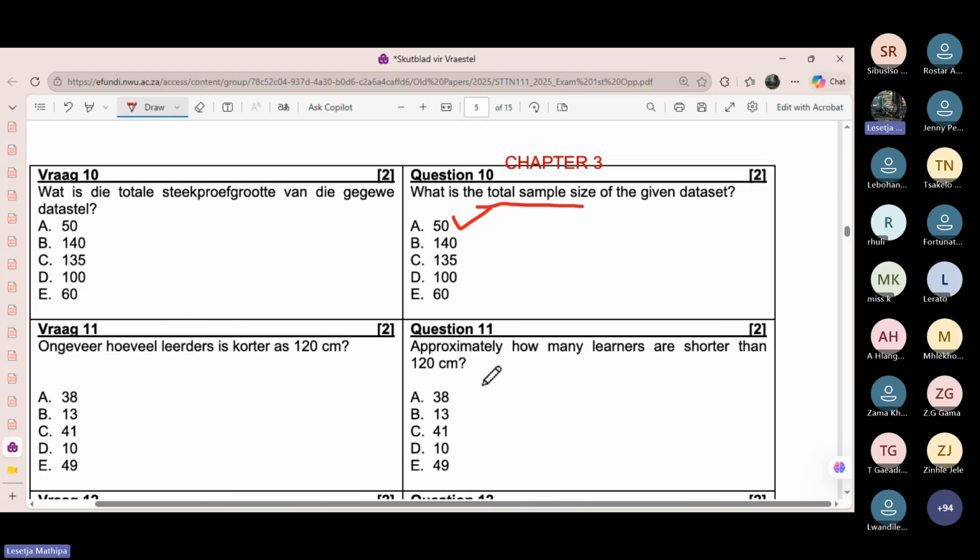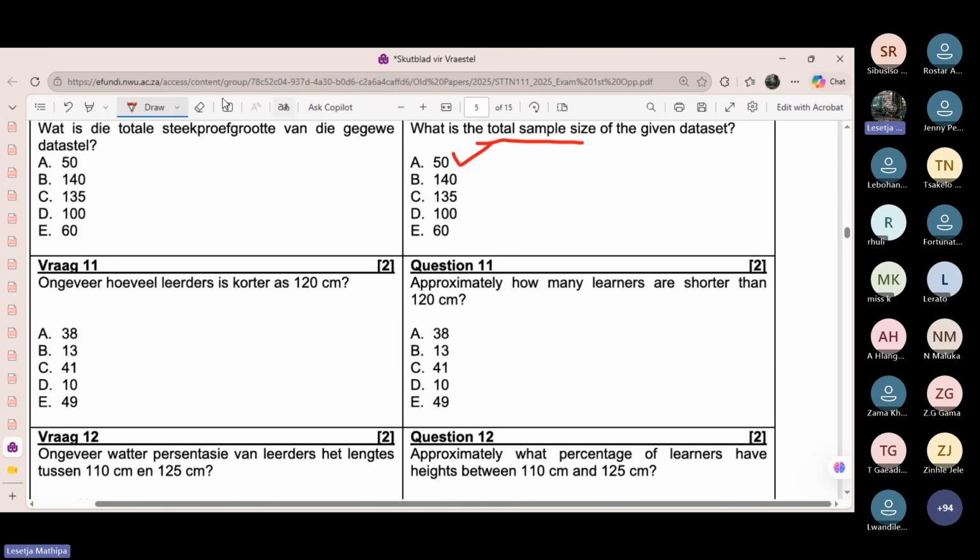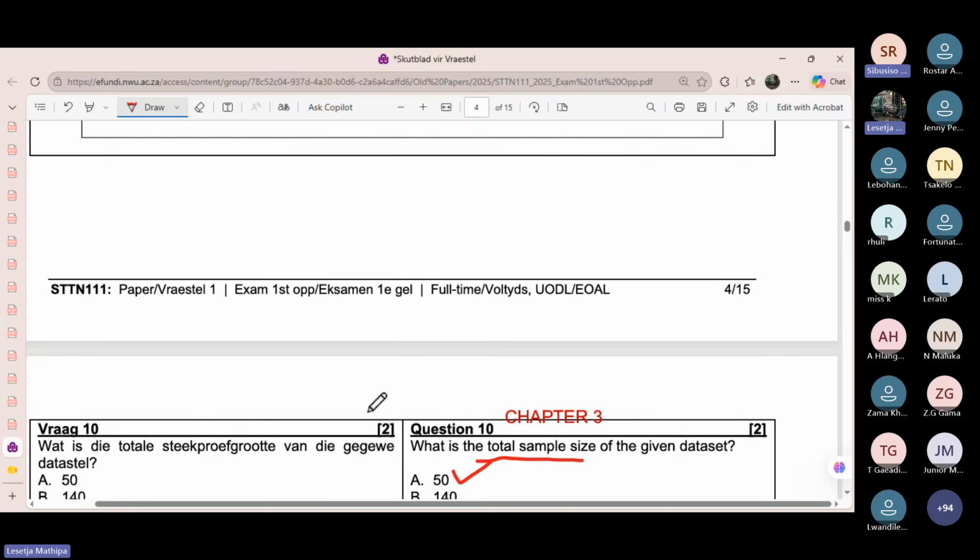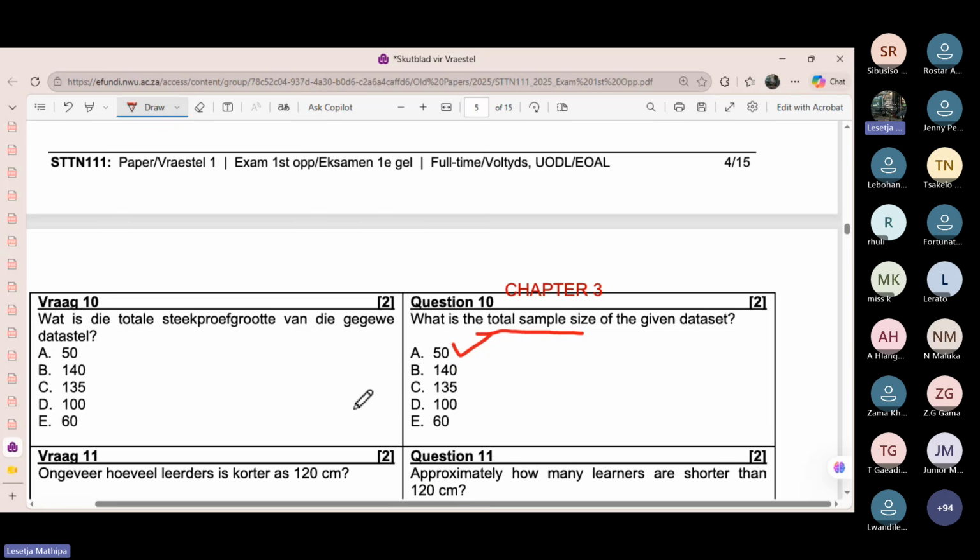Great. So any questions? That's fine. No? Right. Okay. Now someone asked, please repeat. Okay, let's look at the question again. It says, what is the total sample size of the given data set?